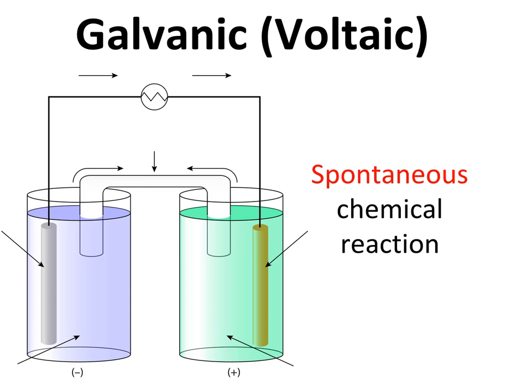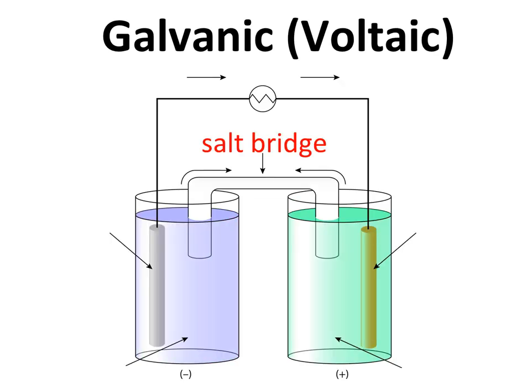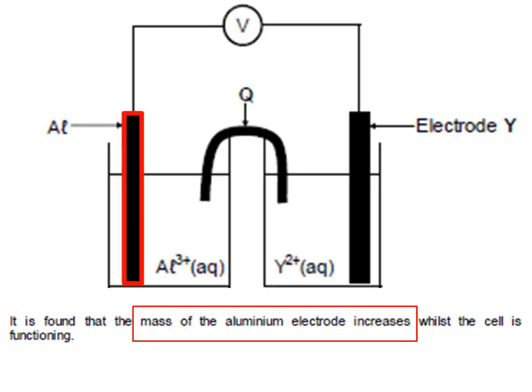A spontaneous chemical reaction sets up a potential difference, so chemical energy is converted into electrical energy. If the two half reactions of a galvanic cell happen in separate containers, you have to have a salt bridge, also called an ion bridge, between the two containers to complete the electric circuit through the movement of ions in the bridge. We're told that the mass of the aluminium electrode increases.